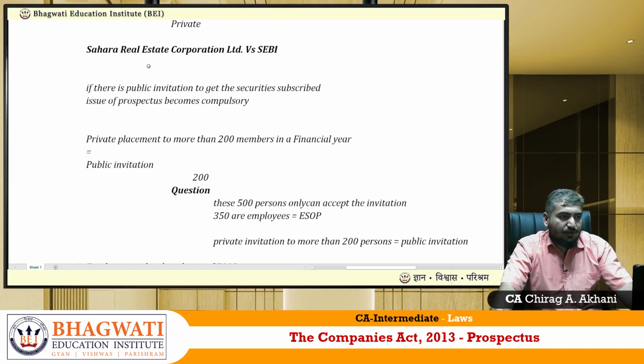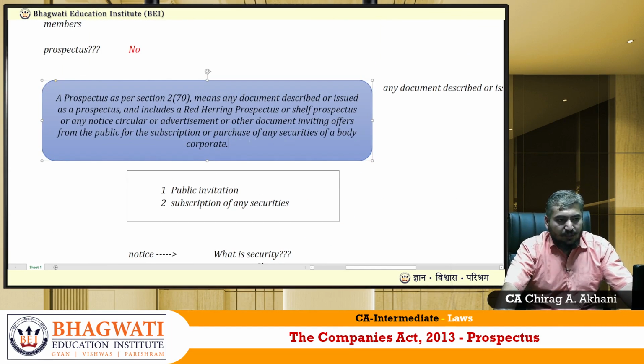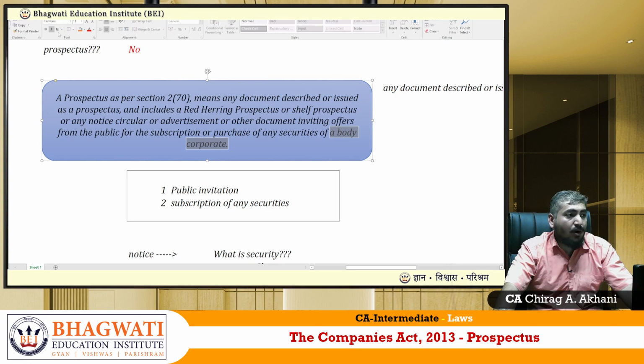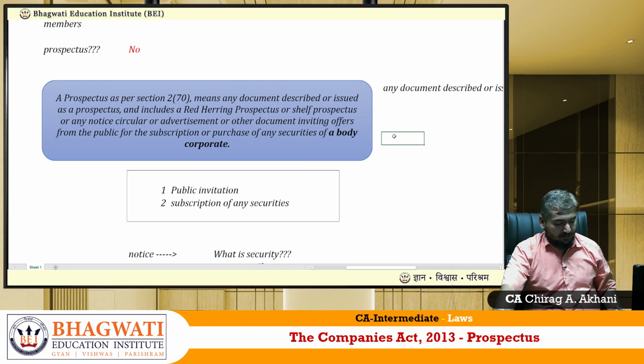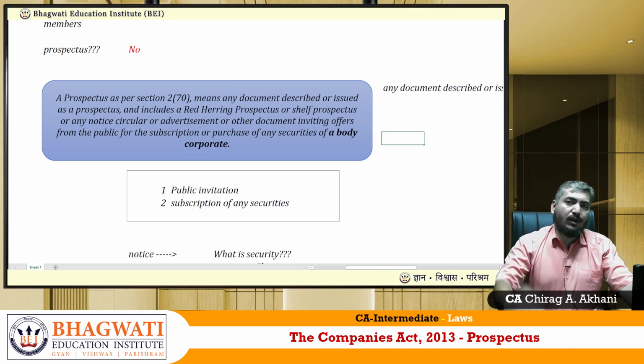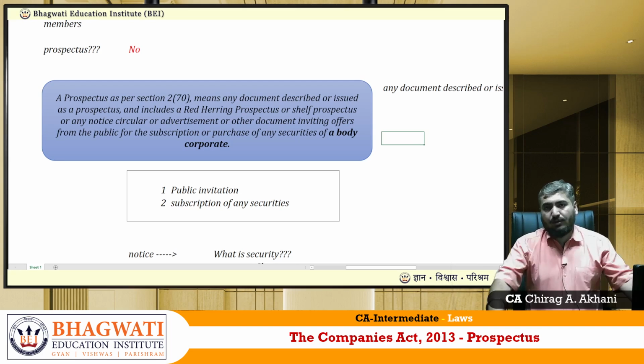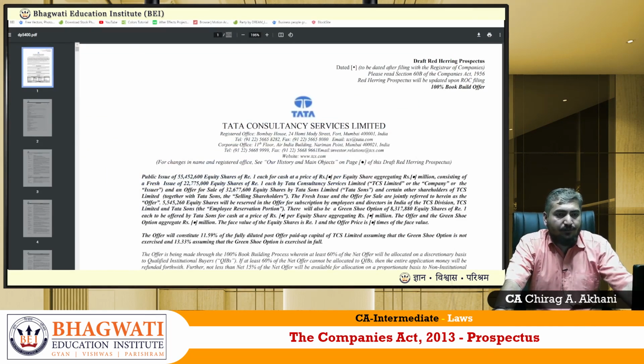Now, guys, if you read section 2, subsection 70 very, very carefully, look here. What is written is: a document inviting offers from the public for the subscription or purchase of any securities of a body corporate. Look, guys, body corporate is written here. The word company is not there; it is not only company but body corporate. And we understood in CA Foundation well that a company is a body corporate. But it is not only a body corporate; there can be so many other entities or institutions which are body corporates.